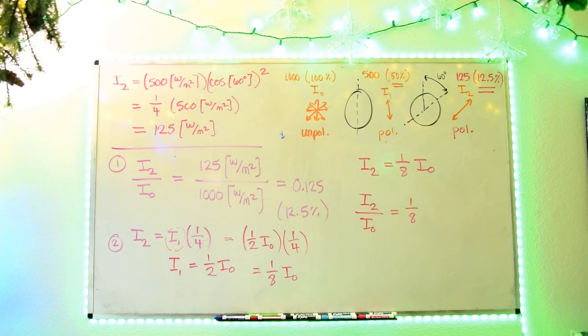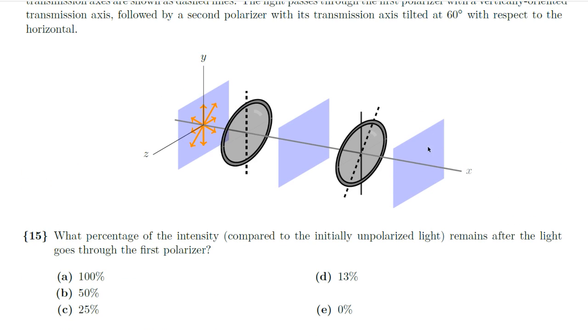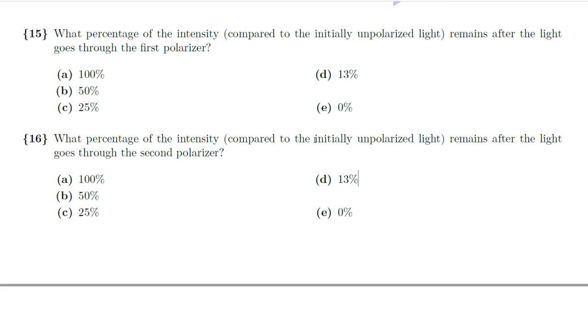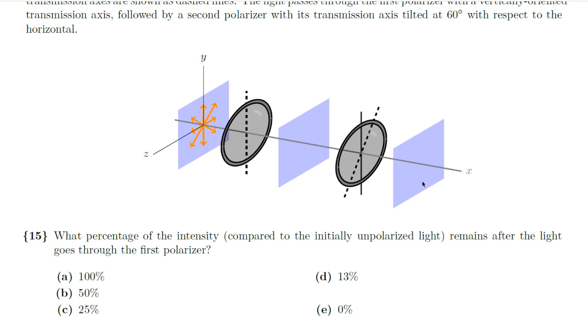So if I asked you instead, what percentage of the light is left over after you go through the second polarizer? So what percentage pops out here from that second polarizer compared to what went into it? You would be correct. You would divide 125 by 500. But because I want what it is compared to the initially unpolarized light, since we're doing that, we have to compare the output to where it was at the start. So what you're asking could be correct if the question was different.